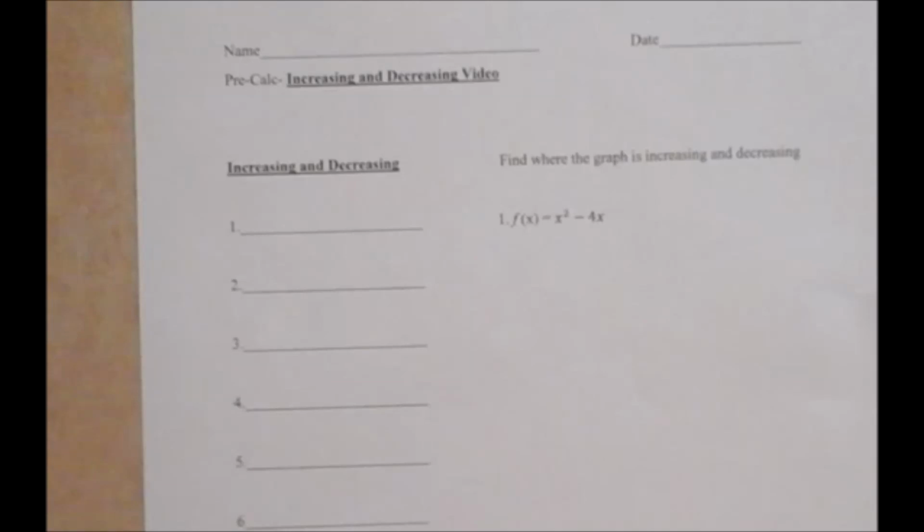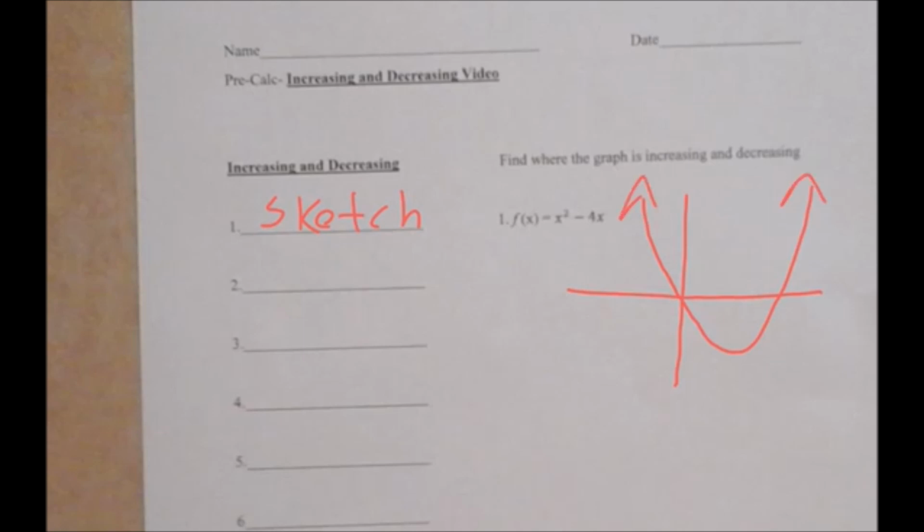So tonight we're going to be discussing when a function is increasing and decreasing. So the first thing that we're going to do is sketch the graph. Plug this function into the calculator and sketch it after you see what it looks like. Okay, so when you sketch it, it should look something like this. Arrows at the end because it keeps going forever.